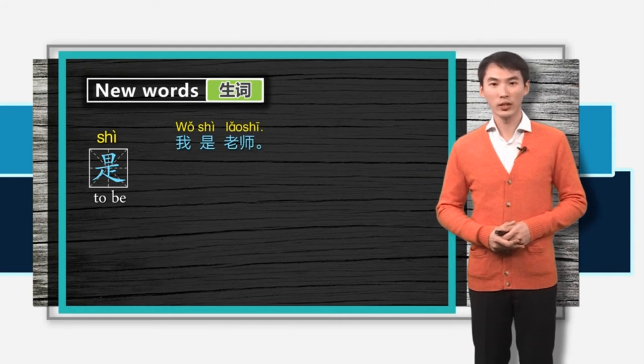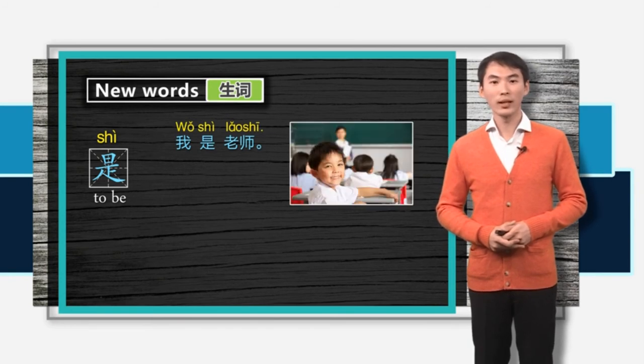我是老师. 跟我读我是老师. How about he is a student?